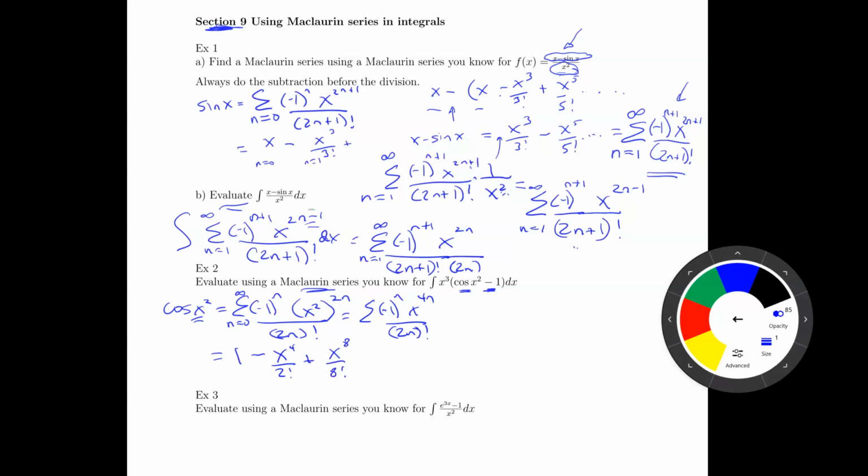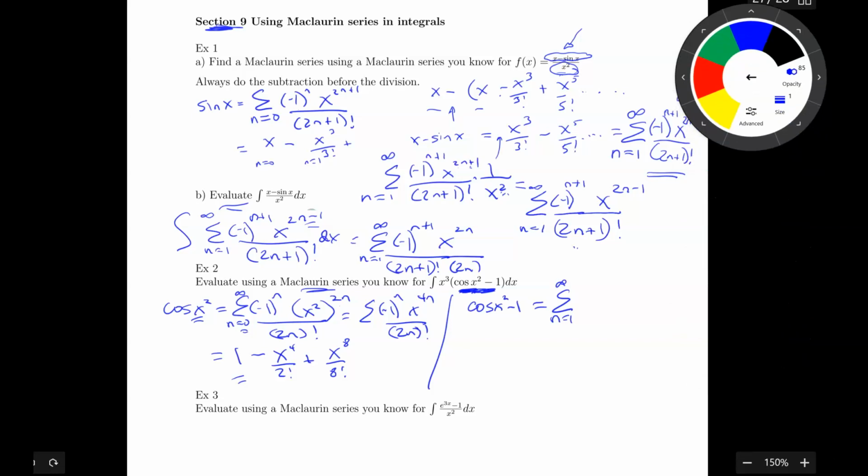Okay, so now I can see if I'm going to do cosine of x squared minus 1, the only thing I'm going to do for this sum is take away the first term. So cosine of x squared minus 1, taking away the first term, means starting the sum at 1. So if I start the sum at 1, I've got the cosine of x squared minus 1. Now I want to incorporate the x cubed.